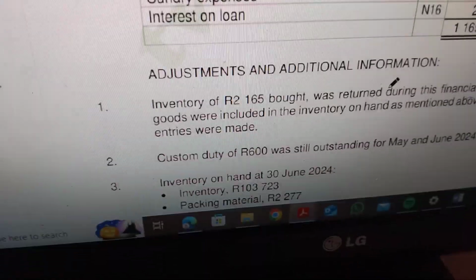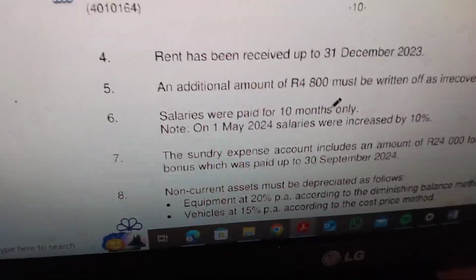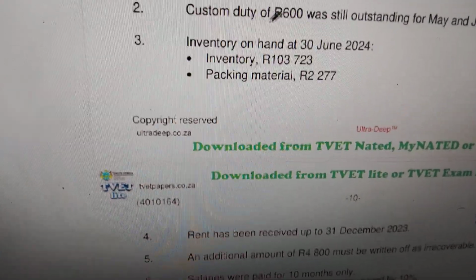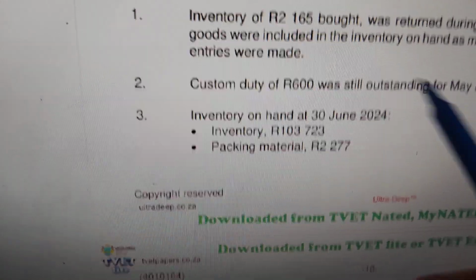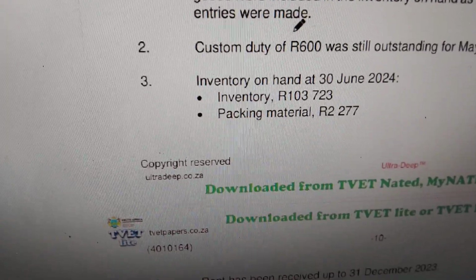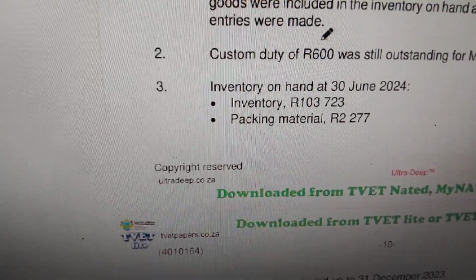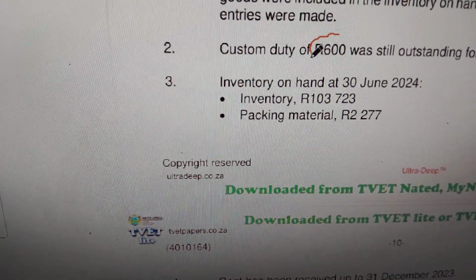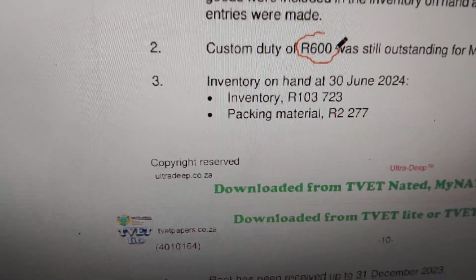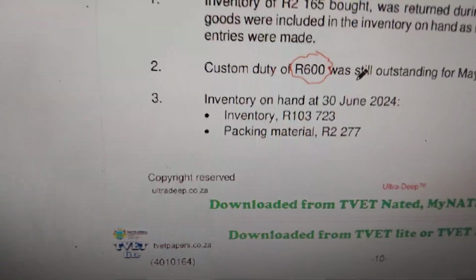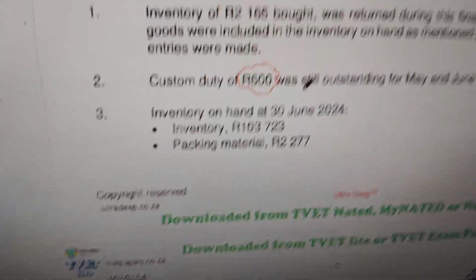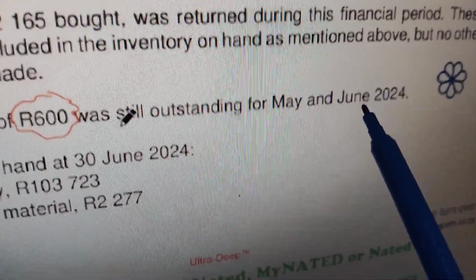The import duty, I've read about the import duty somewhere, right? This is number 2. The custom duty of 600 was still outstanding for May and June. So this 600 is for May and June. Don't take this 600 and multiply it by 2. No, don't do that. So basically what they're saying is that your custom duty is 300 for May and 300 for June.